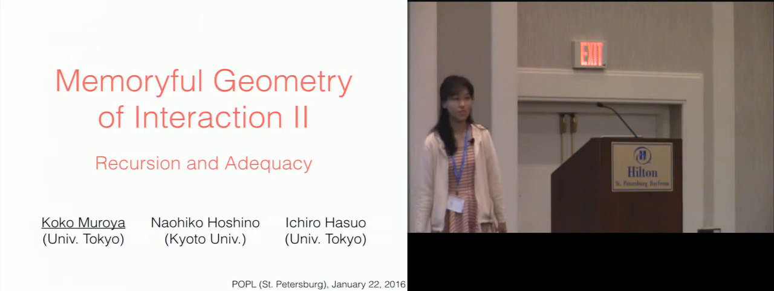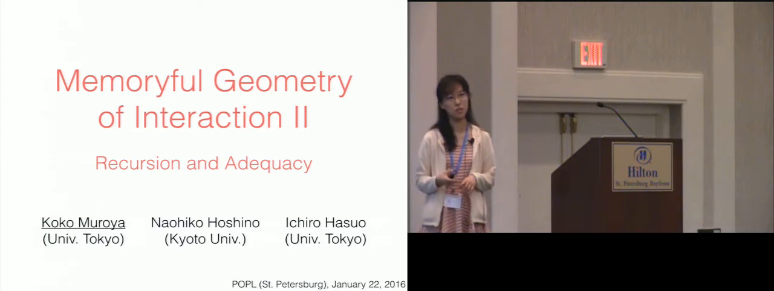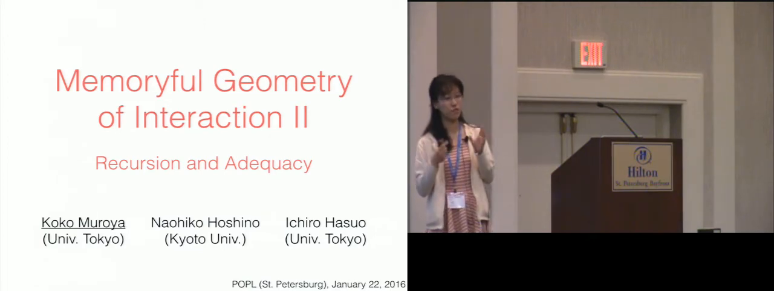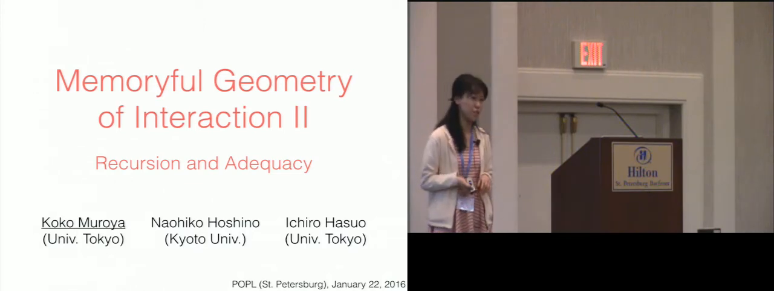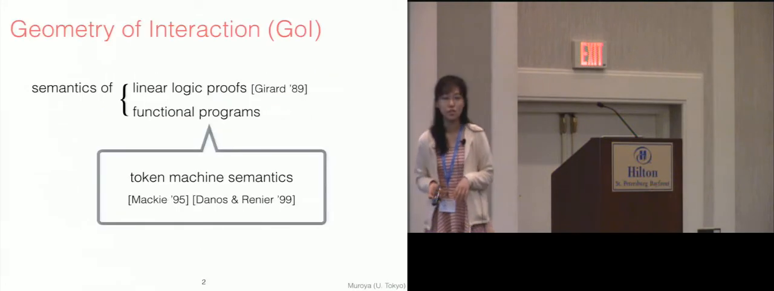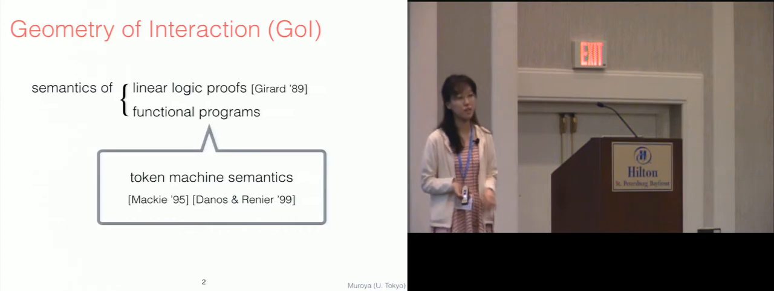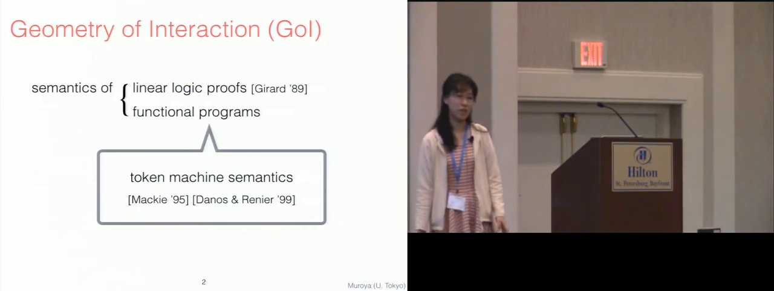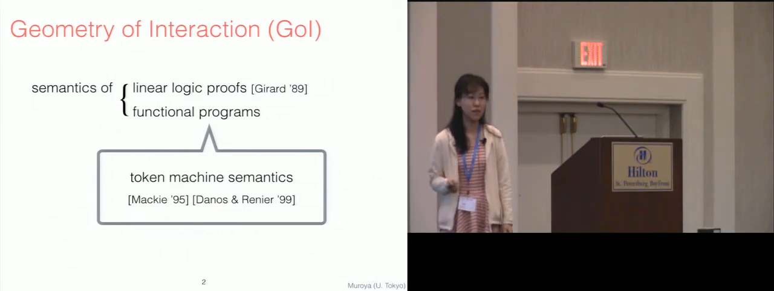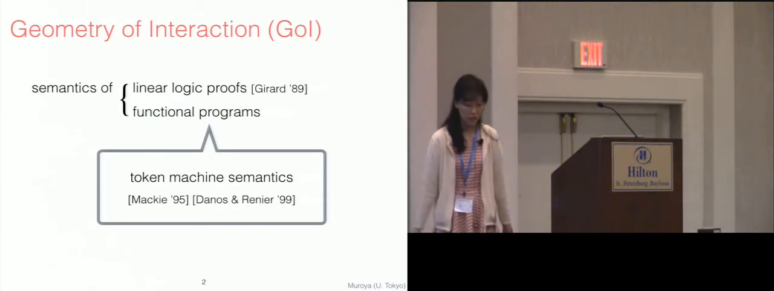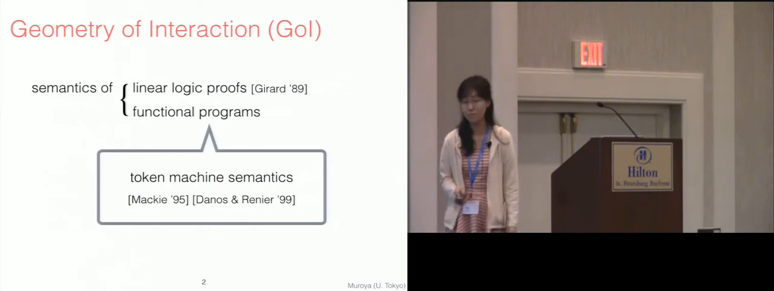I'm Koko, and this is joint work with Naohiko Hoshino and Ichiro Hasuo. Today, I'd like to introduce a framework, Memoryful Geometry of Interaction, that provides a direct translation from effectful computations to abstract machines. I begin with geometry of interaction, which forms the basis of the framework. Geometry of interaction, GOI, was originally introduced by Girard to give semantics of linear logic proofs. And via the Curry-Howard correspondence, it is applied to give program semantics. Token machine semantics, studied by Mackie, Danos, and Regnier, and so on, is an example of GOI-based program semantics.